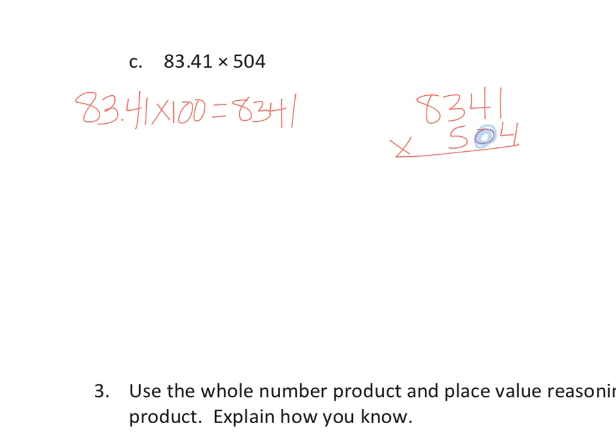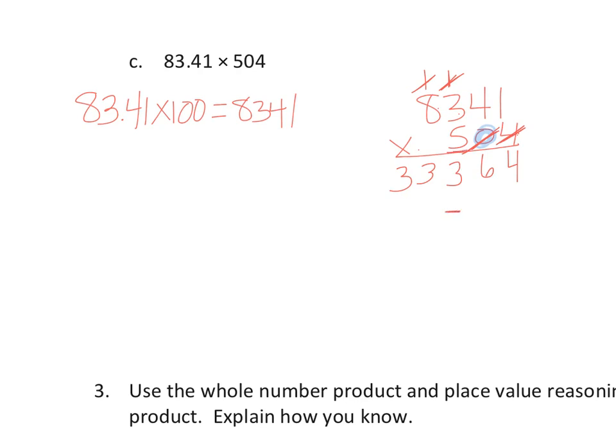So 4 times 1 is 4. 4 times 4 is 16. Regroup your 1, bring down your 6. 4 times 3 is 12, plus 1 more is 13. 4 times 8 is 32, plus 1 more is 33. So now I'm done multiplying by the ones. I don't even need to multiply by the tens. And I'm going to the hundreds.